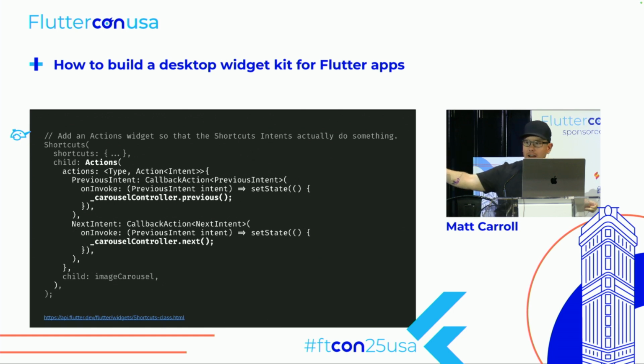But actions is the other half, where in the actions widget, we say, here's an intent that might be generated. And when that intent is generated, here's the actual implementation of what we want to do. So in this case, we get the previous intent. Imagine we have a carousel controller. An image carousel is like a horizontally scrolling set of images. We'll call previous on that controller, or we'll call next on that controller if we get a next intent. This is the combination of shortcuts to actions, and what corresponds between them are intents.